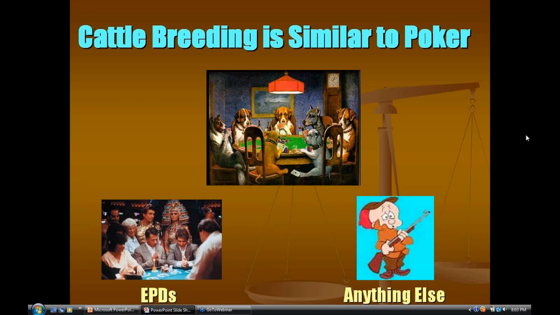Well, the thing about that is that, first of all, even though we consider that low, that's much more accurate than using any other assessment of that bull. If we're using a ratio, an adjusted weight, actual weight, anything like that, it's going to be nowhere near that level of accuracy. So we've got more accuracy, even in a low accuracy EPD, much more than we would using anything else.